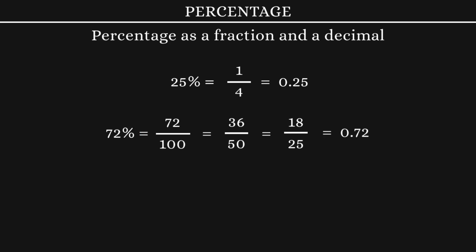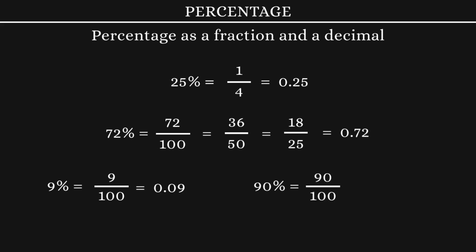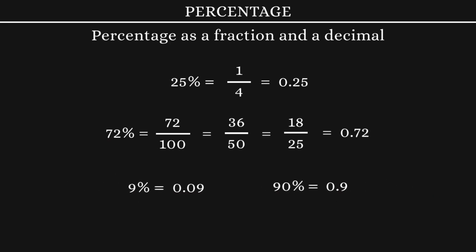Now let's compare 9% and 90%. 9% is 9 out of 100, which is 0.09, and 90% is 90 by 100, or 9 out of 10, or 0.9. So it's very important you know how to place the decimal point.